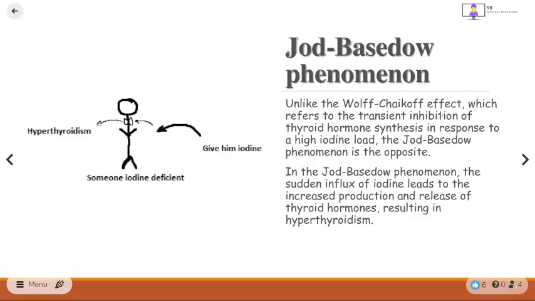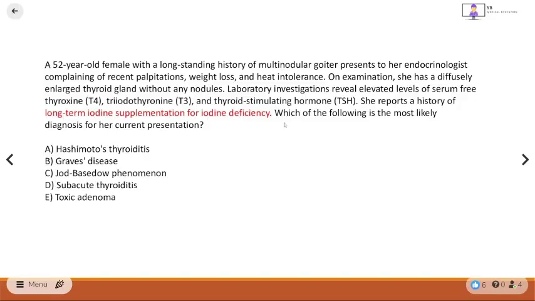So unlike the Wolff-Chaikoff effect, which refers to the transient inhibition of thyroid hormone synthesis in response to a high iodine load, the Jod-Basedow phenomenon is the opposite. In the Jod-Basedow phenomenon, the sudden influx of iodine leads to increased production and release of thyroid hormone, leading to hyperthyroidism. So let's see how it presents on the board exams, the Jod-Basedow phenomenon.